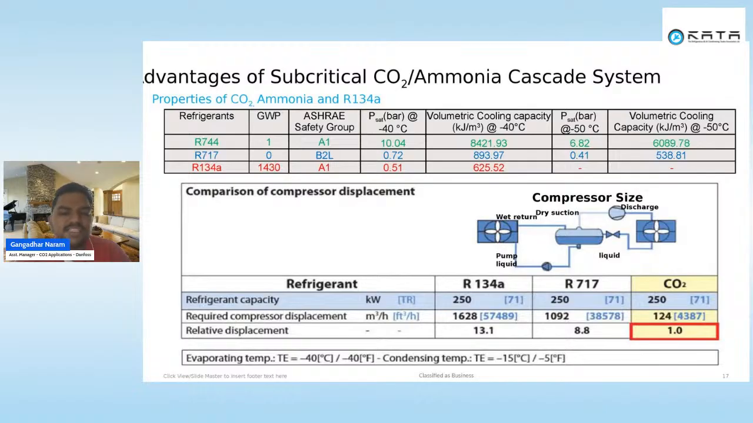The refrigeration capacity is also shown here, with an R134a refrigerant, ammonia refrigerant, and CO2, and the required compressor displacement. As we discussed, the CO2 compressor always allows very small installations, a compact footprint and low sizes, so the machine room area you need will be very small compared to other refrigerant installations. So that is also one of the biggest advantages of CO2.